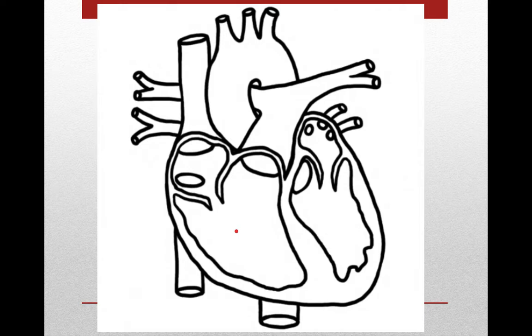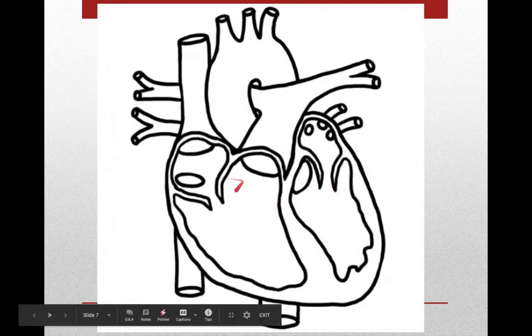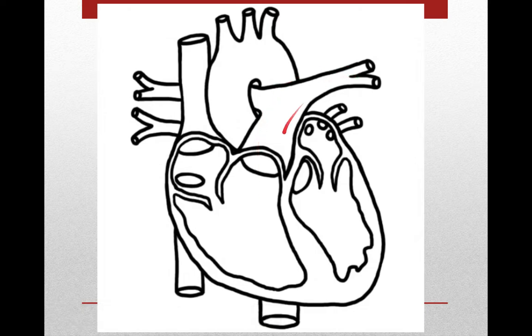The next place that the blood is going to go is into the lungs, and the lungs would be out here. How does the blood get from the right ventricle to the lungs? Did you say the pulmonary artery? That's right here. Remember, arteries bring blood away from the heart. So it's bringing it away from the heart into the lungs.